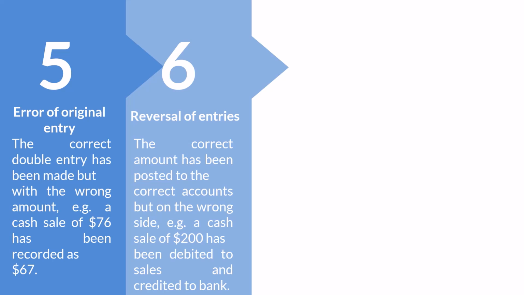There's an error of original entry, where the correct double entry has been made but with the wrong amount. So for instance, a cash sale of 76 has been recorded both as a debit and a credit at 67. So this is an error, and yet the trial balance will balance. The final error we'll talk about that cannot be detected by the trial balance is a reversal of entries, where the correct amount has been posted to the correct accounts but on the wrong side. So for instance, a cash sale of 200 has been debited to sales and credited to bank, and yet it's supposed to be the opposite. So this error is going to be there, yet the trial balance will balance.